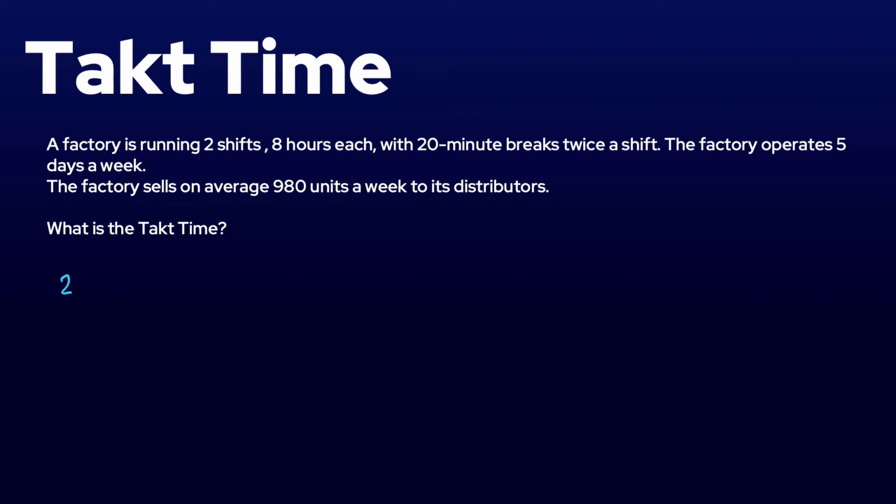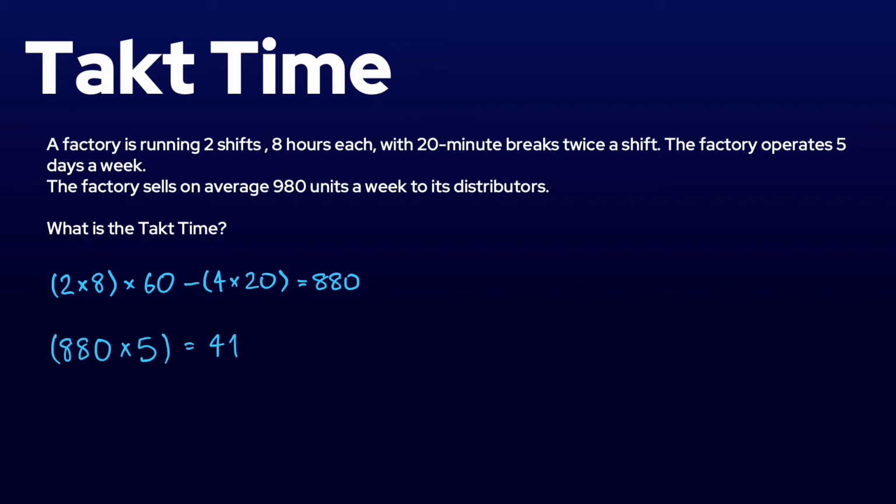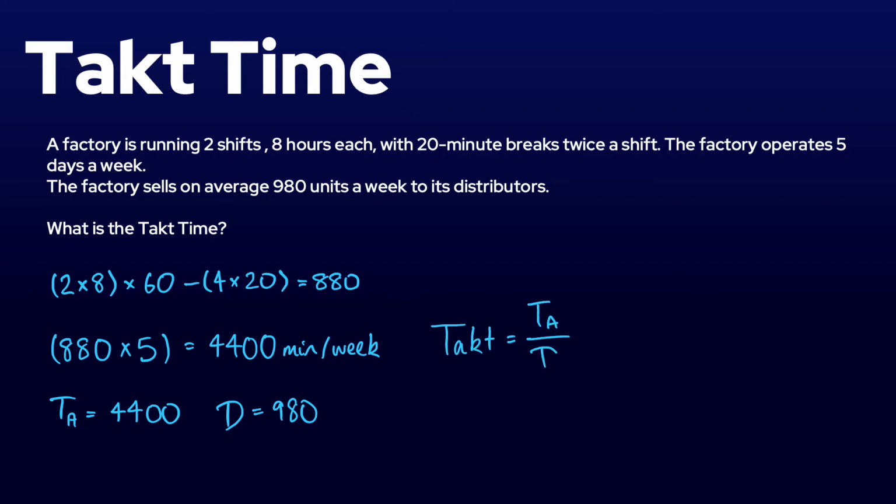The available time is 2 times 8 times 60 minutes, minus the 4 times 20-minute breaks, meaning that they work for 880 minutes per day. Now converting this to a week, we know they work 5 days a week, so in total 4,400 minutes per week. Since takt is available time divided by demand, we do 4,400 divided by 980, which equals 4.5 minutes. In other words, in order to match and keep up with customer demand, you need to produce a product every 4.5 minutes.